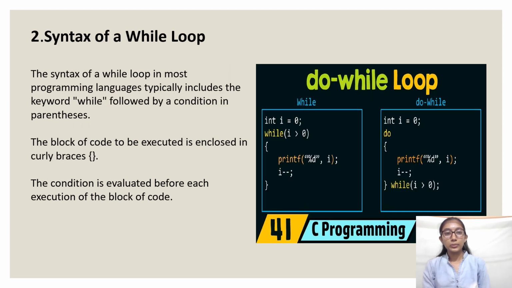Syntax of a while loop. The syntax of a while loop in most programming languages typically includes the keyword while followed by a condition in parentheses. The block of code to be executed is enclosed in curly braces. The condition is evaluated before each execution of the block of code.